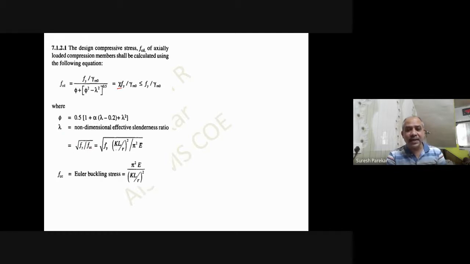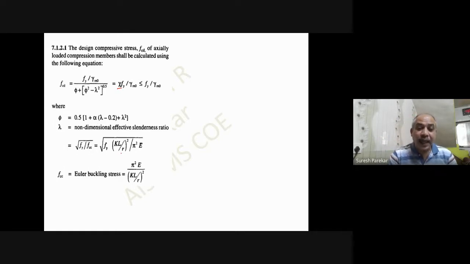Now, FCC will be as per Euler's buckling stress, which we have seen in columns, that is long columns. We are going to use pi square E upon lambda square, where lambda is the slenderness ratio KL upon r, whole square.